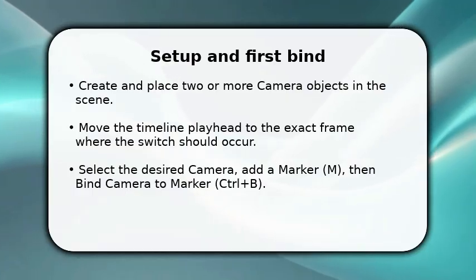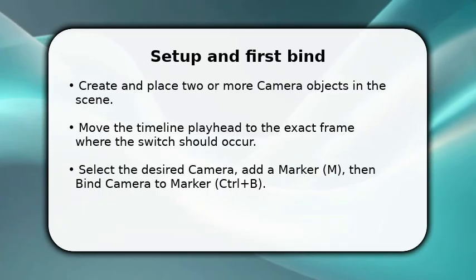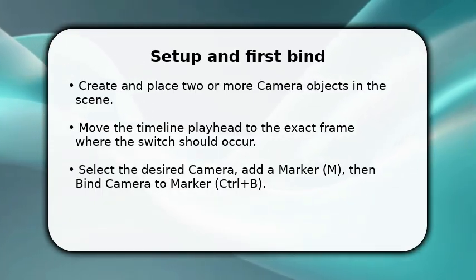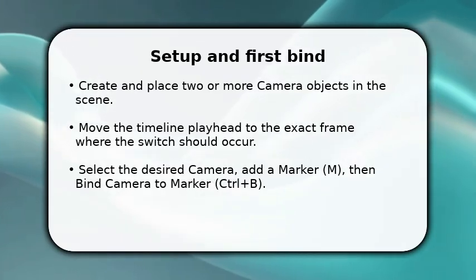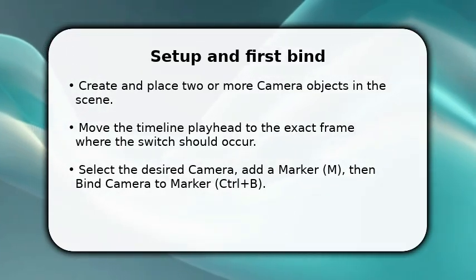You already have multiple cameras. Start switching now. Position the playhead at your intended cut frame, then press M to add a timeline marker. With the marker selected, click the camera you want active at that frame so you can bind it.